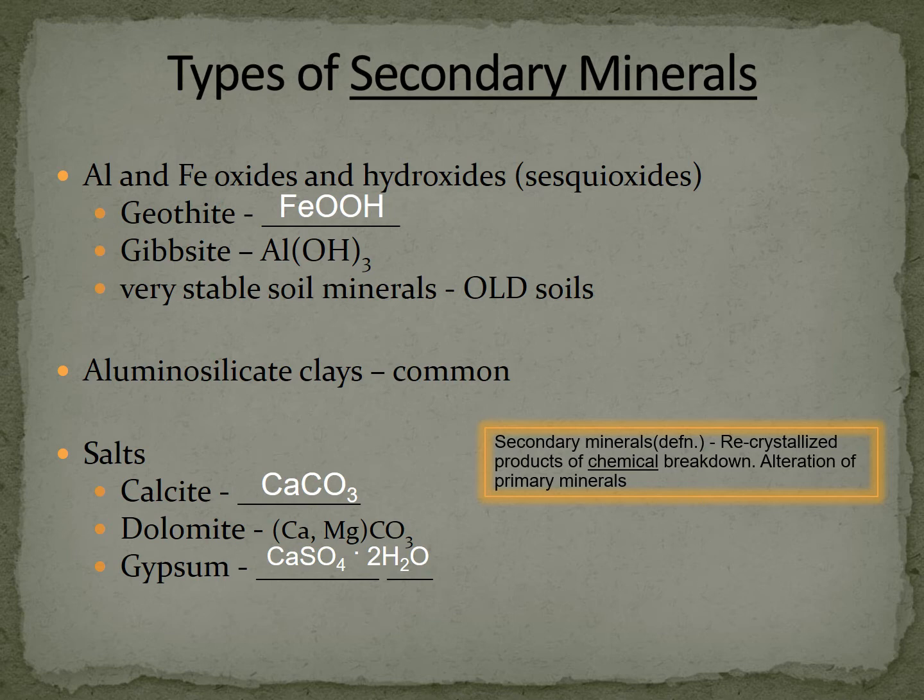Aluminosilicate clays are very common in soils. The salts that we see: calcite, or calcium carbonate, and dolomite, calcium magnesium carbonate. This is very common in this area, actually. We see a lot of dolomite here. Gypsum, which contains sulfur, which is important.